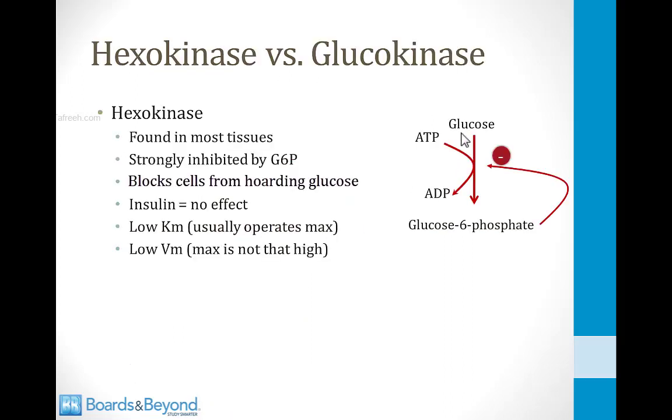The first reaction in the priming phase is the conversion of glucose to glucose 6-phosphate, and there are different enzymes in different cells in the body that catalyze this step.